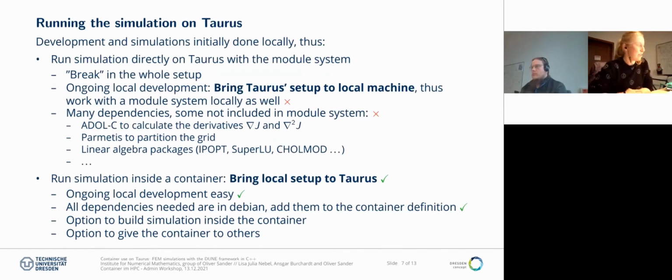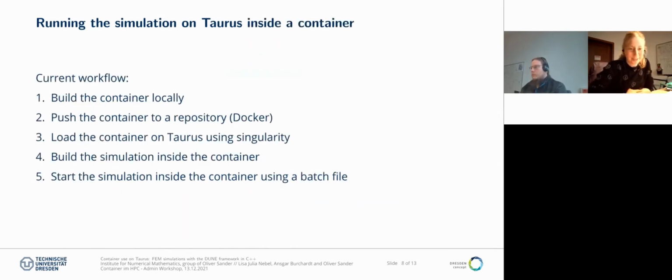So what does my current workflow look like now? I build the container locally and push it to a repository. I use Docker, and as Azad already said in his presentation, that's probably what most people use. Then I load the container on Taurus using Singularity, which is also what most people use. If I have not built the simulation yet, I build that inside the container, and then start the simulation inside the container using a batch file.